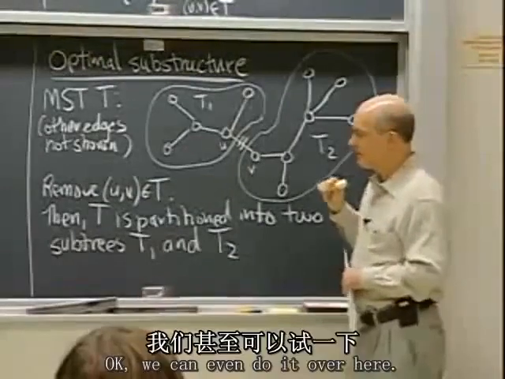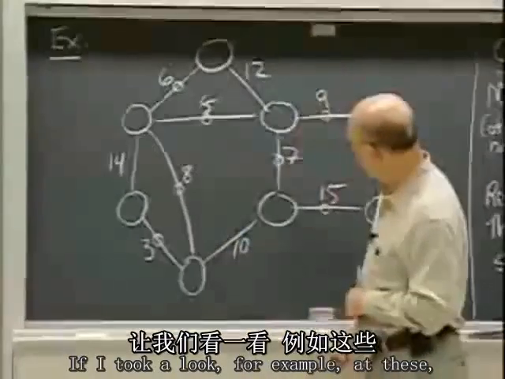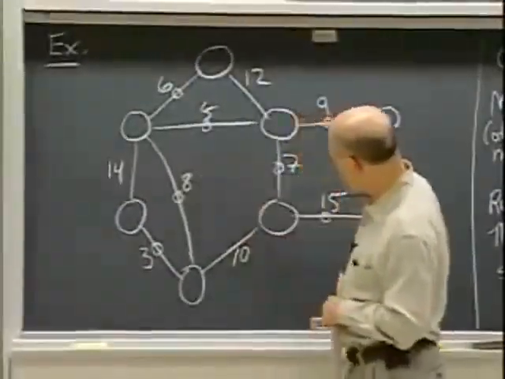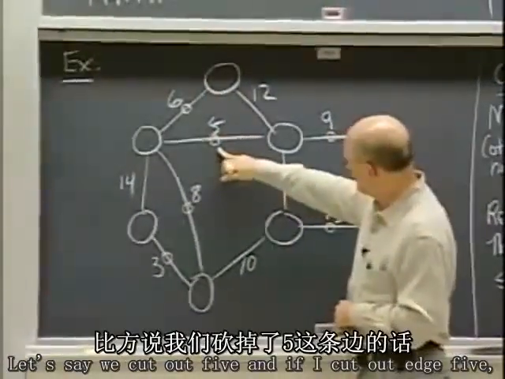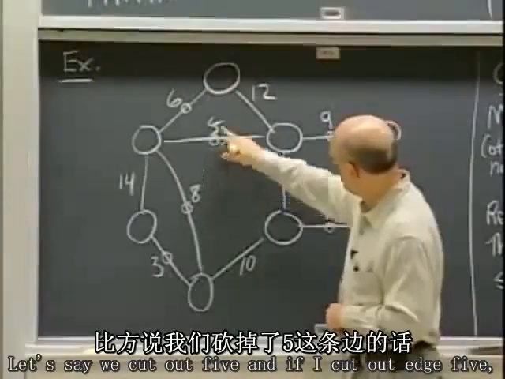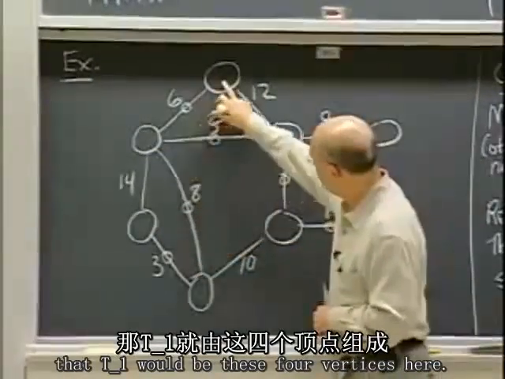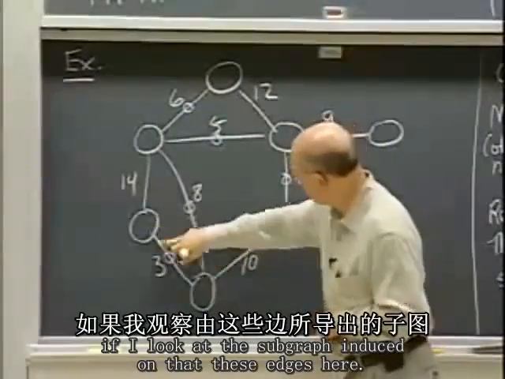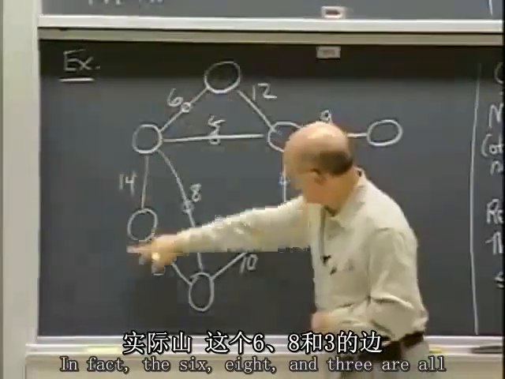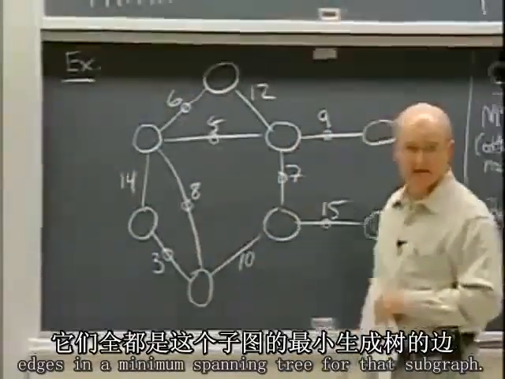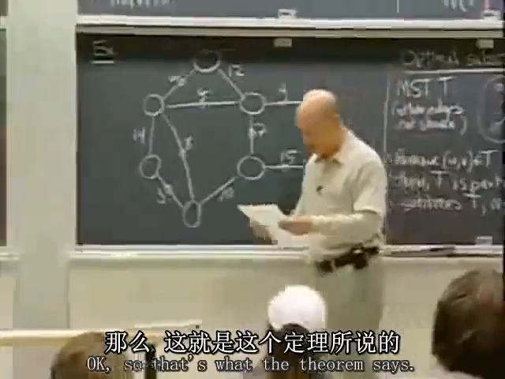Okay? Okay, we can even do it over here. If I took a look, for example, at these, let's see, if we cut out some edge like 5, let's say we cut out 5, then T1 would be these 4 vertices here. And the point is that if I look at the subgraph induced on that, that's these edges here, in fact, the 6, 8, and 3 are all edges in a minimum spanning tree for that subgraph. Okay? So that's what the theorem says. So let's prove it.